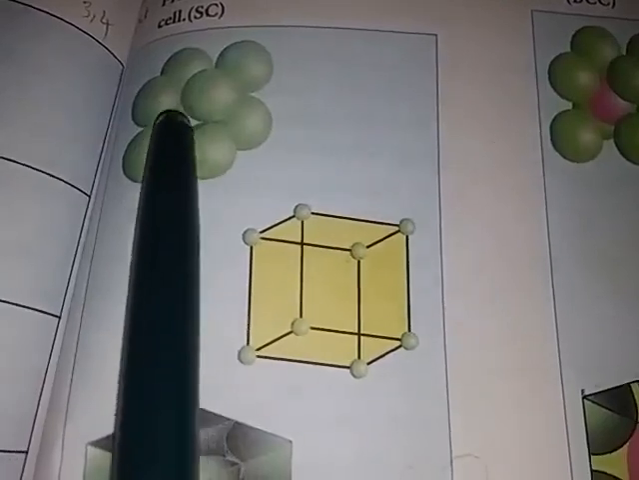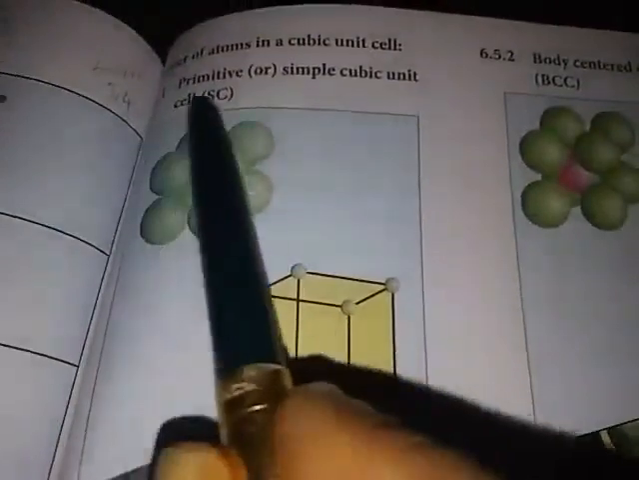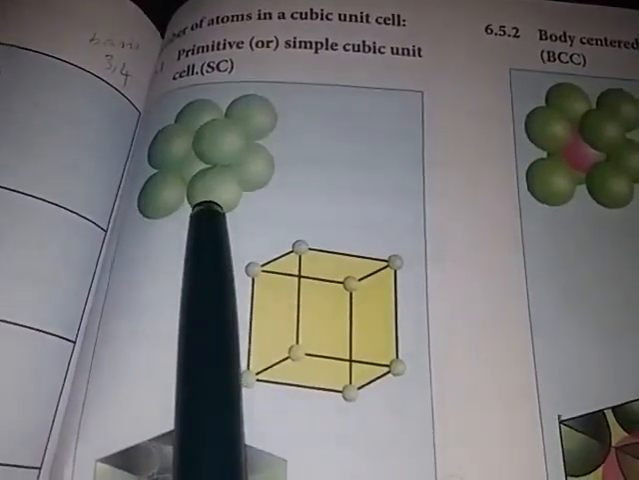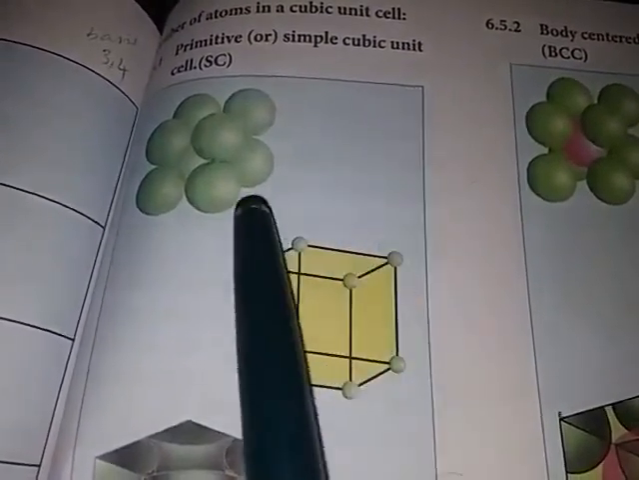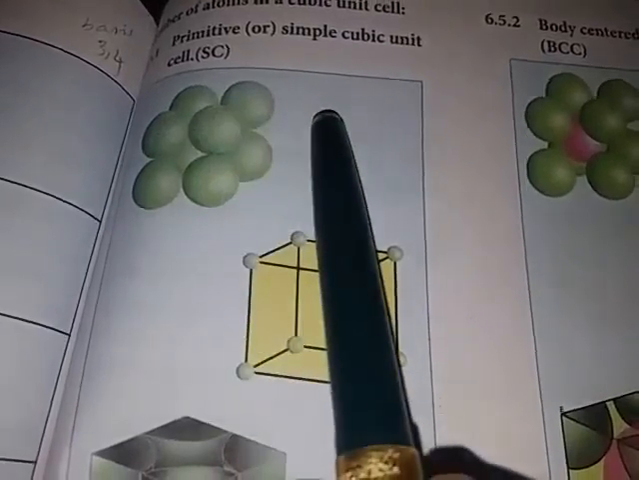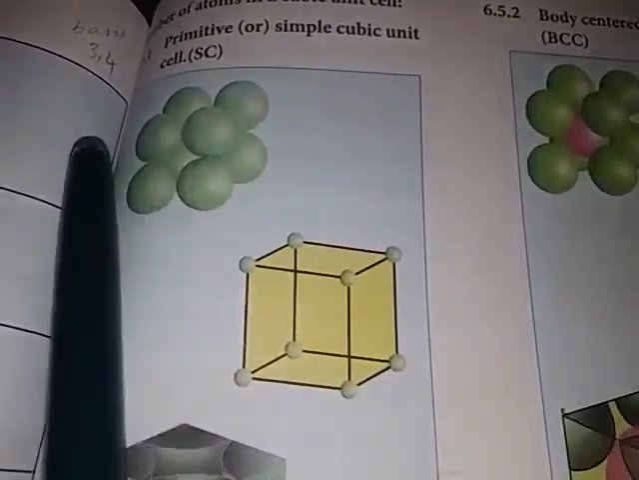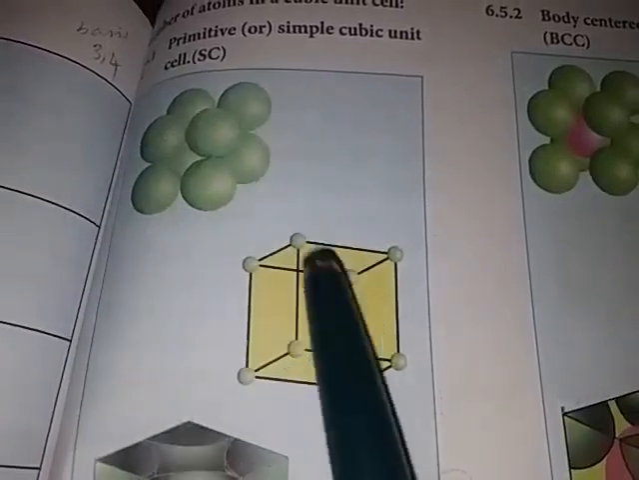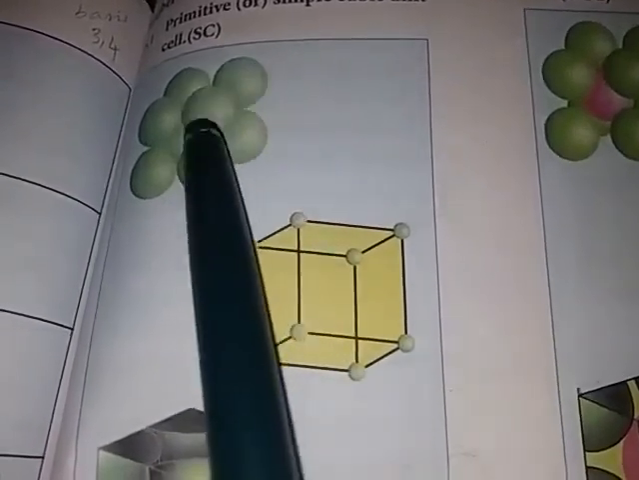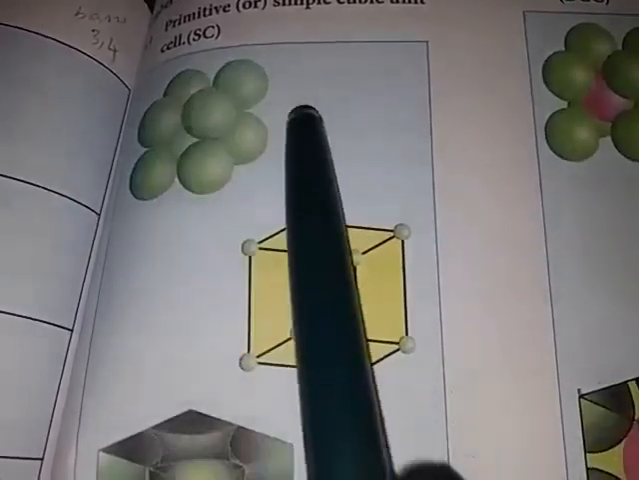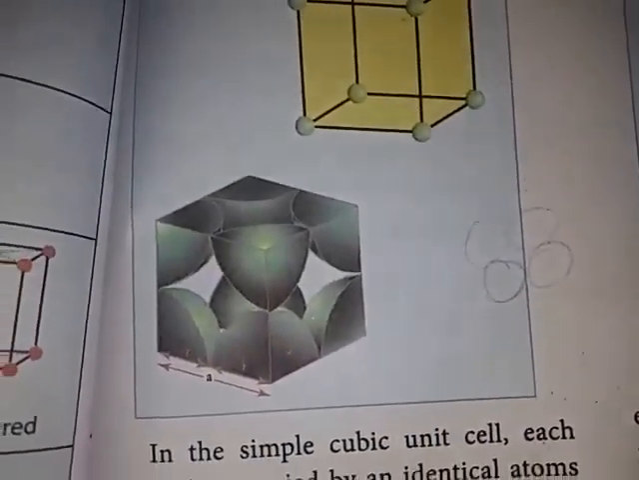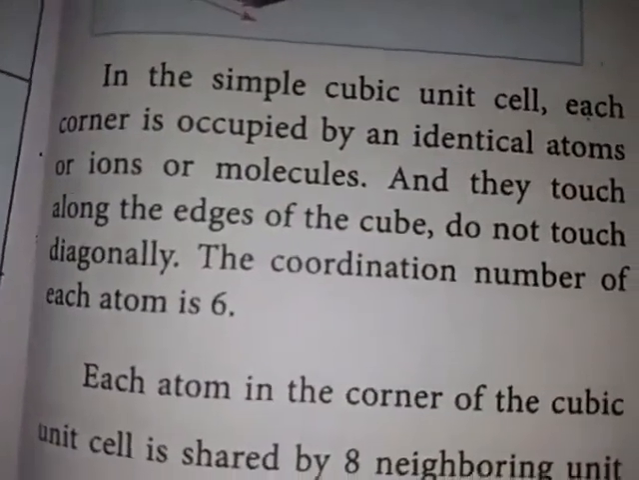Here a space is shown. If you look at this diagram, if this arrangement is in 3 dimensions, such an arrangement will be there at the back side, above, side and below, and one atom will be surrounded by 6 other atoms. So the coordination number of the simple cubic unit cell is 6. Each atom has a coordination number of 6, and the number of atoms in a simple cubic unit cell is 1.